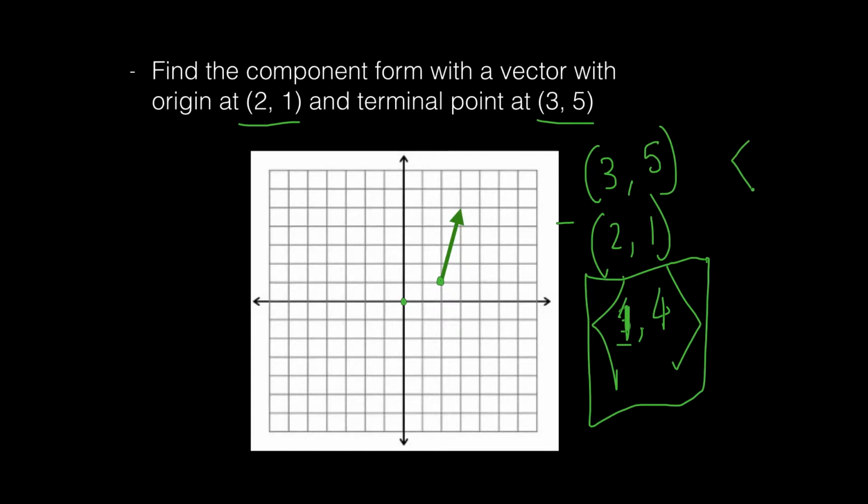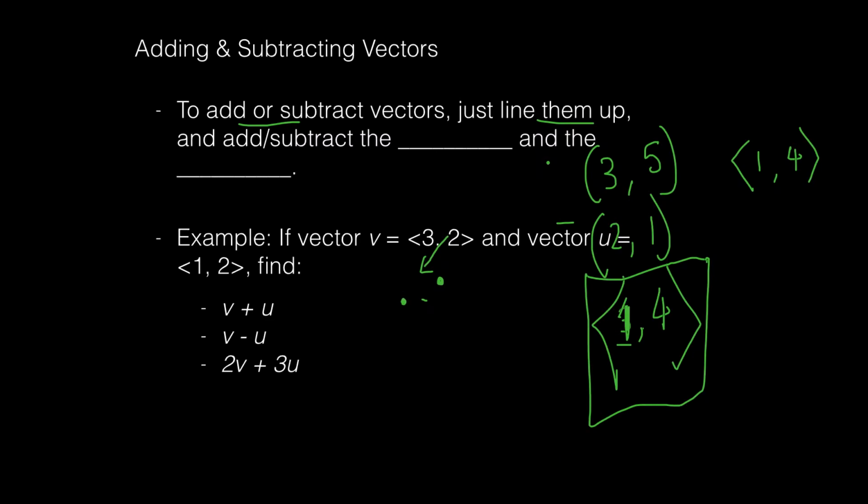I'm just going to write that out here: [1, 4]. So what would this mean? Basically, if the same vector was moved right there, this is what it would look like. It would go 1 unit to the right and 4 units up. That's all you're determining from this. Right? On to the next thing.